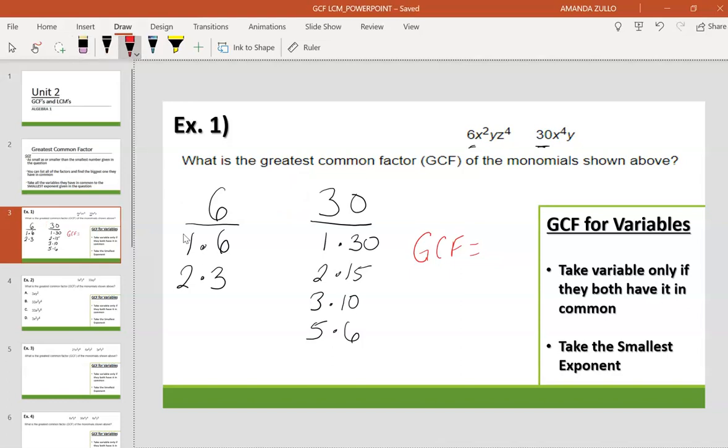So I have a 6 here. That's the biggest number underneath 6. And now you're going to see if you have one underneath 30. So that's not a 6. Oh, here it is. So 6 and 6, that's the biggest number that they both have in common. So our greatest common factor for our numbers is 6.